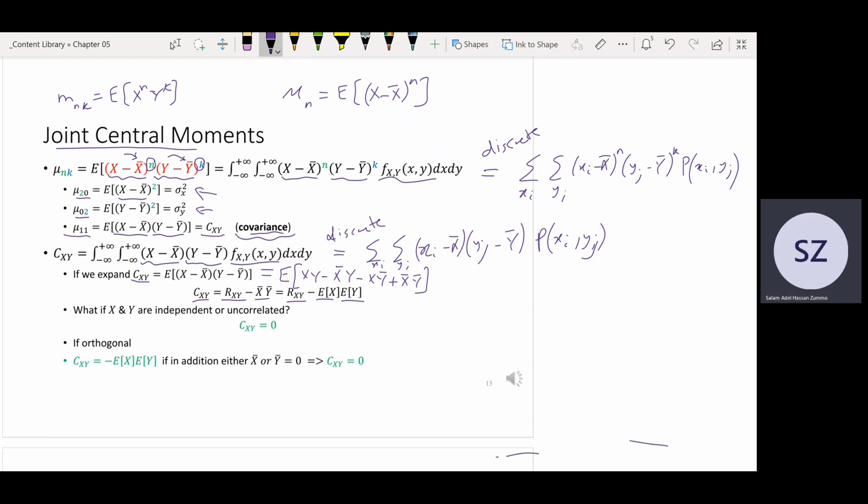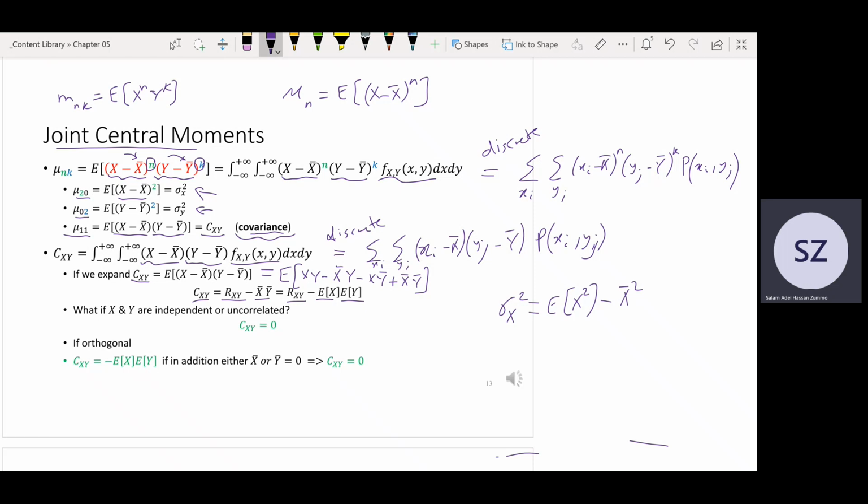Just like when we calculated the variance, sigma x squared, when we opened it up and simplified, we ended up with expected value of x squared minus x bar squared. Do you remember? A similar thing we did here. So now we have the covariance equals the correlation minus the product of the two means.